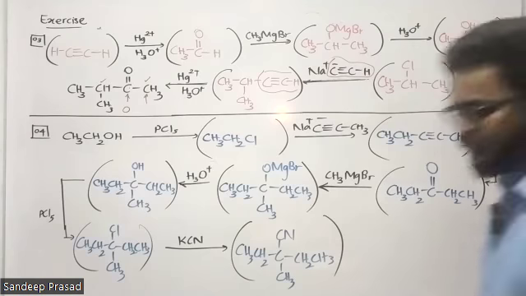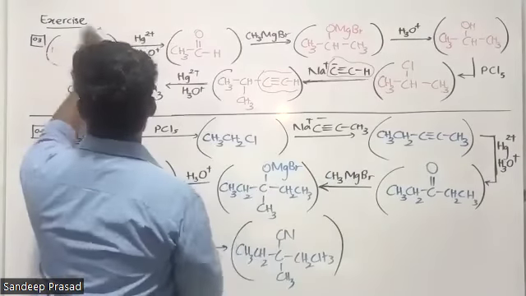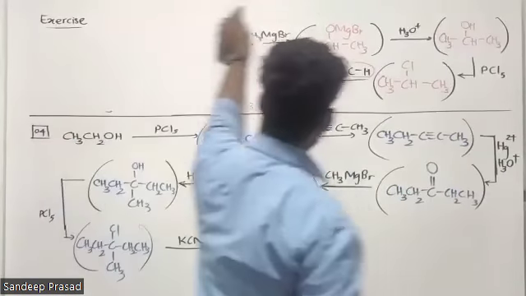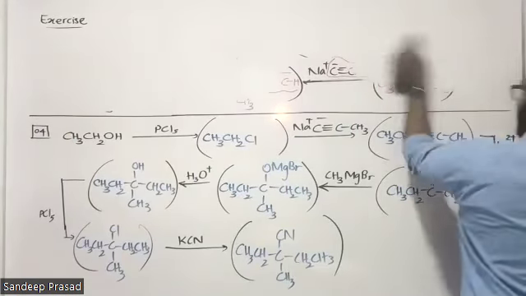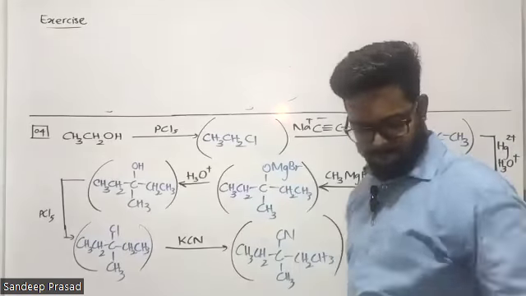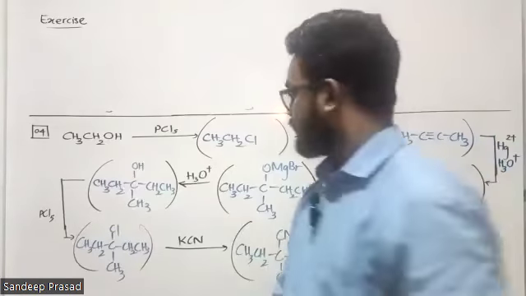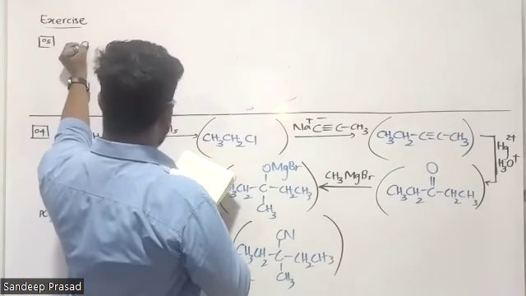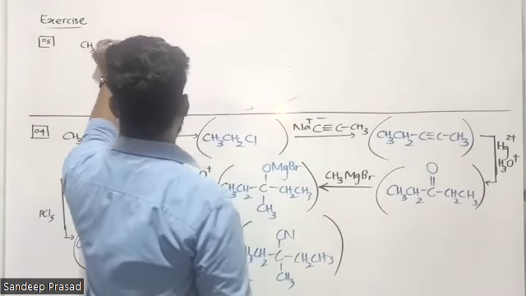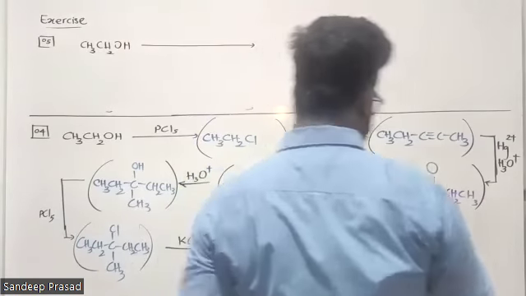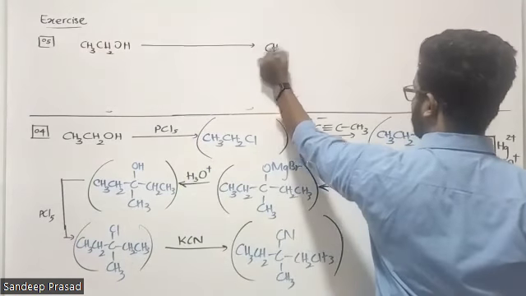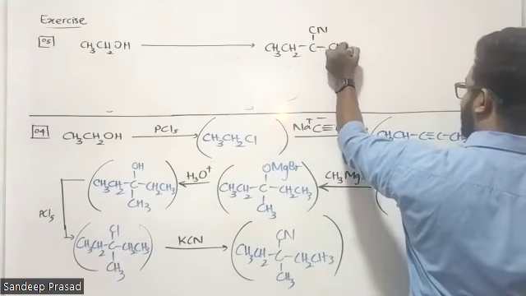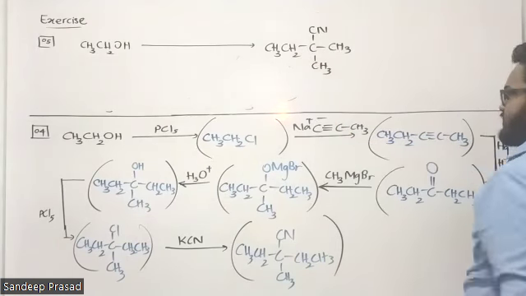Right. Now, those who completed number 3 and 4, I'm going to give you a simple conversion. Let's see how many of you can do this conversion. Okay. So, number 5 is a conversion. CH3, CH2OH. We are starting from ethanol. And students, you have to derive this kind of a tertiary nitrile or else cyanide.